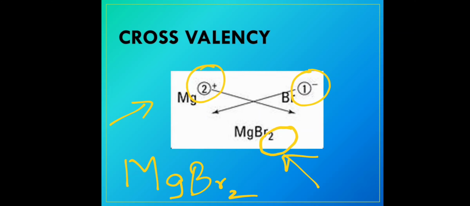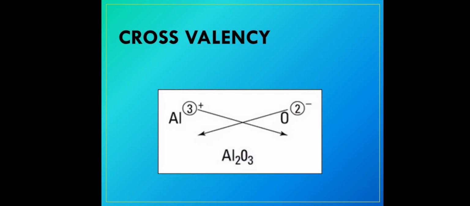Let's go to the next example, aluminium oxide. Aluminium's valency is 3 and oxygen's valency is 2 minus. So when we write the cross valency, we get Al2O3. Here also we see that the 2 charge from the oxide ion comes down and is written for aluminium at its base, and the plus 3 valency of aluminium comes down at the base for oxygen.